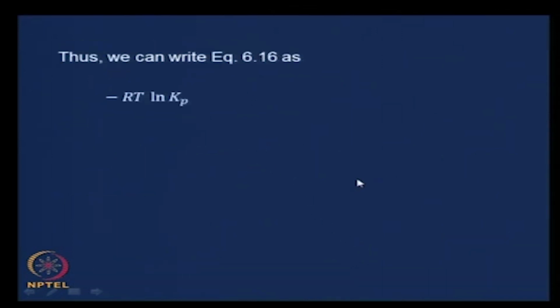Therefore we can write 6.16 as minus RT ln Kp equals sum over i nu i mu i naught. Therefore we have a means of getting Kp in terms of the mu i naught values, the standard chemical potentials of the i species multiplied by the appropriate stoichiometric coefficients and summed over all i, which would lead to minus RT ln Kp. Let us call this equation 6.18.